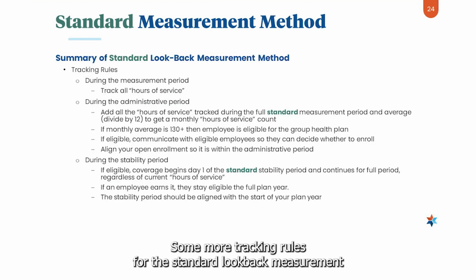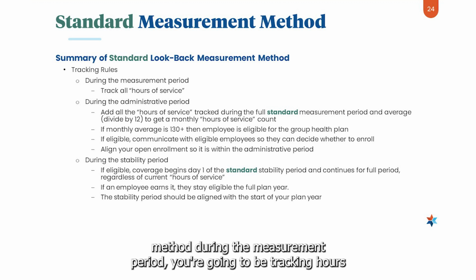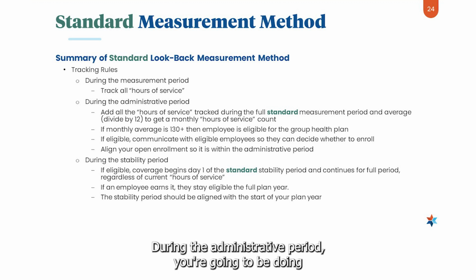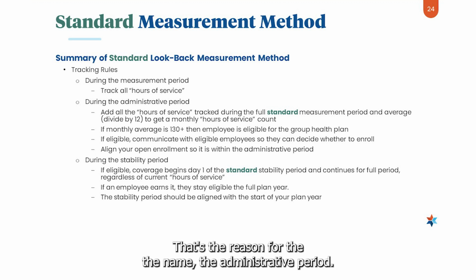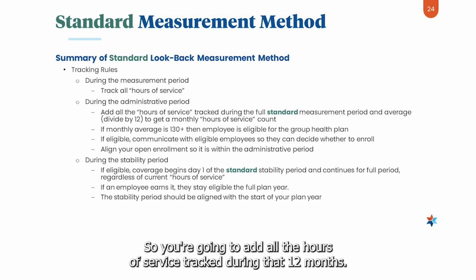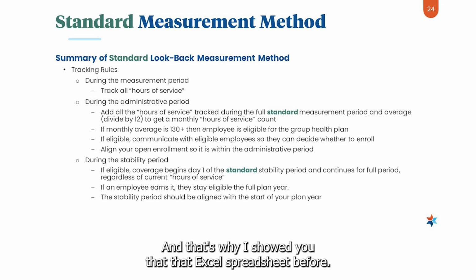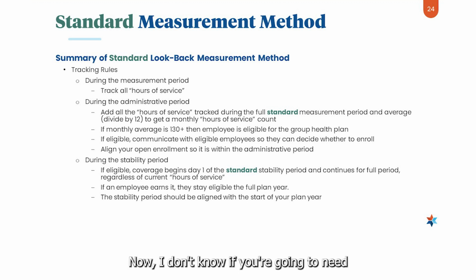Some more tracking rules for the standard look back measurement method. During the measurement period, you're going to be tracking hours of service, right? During the administrative period, you're going to be doing a bunch of administrative things. That's the reason for the name, the administrative period. So you're going to add all the hours of service tracked during that 12 months. And that's why I showed you that Excel spreadsheet before. Now, I don't know if you're going to need an Excel spreadsheet.